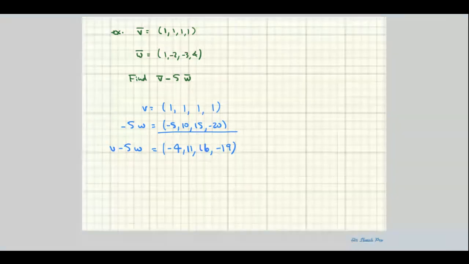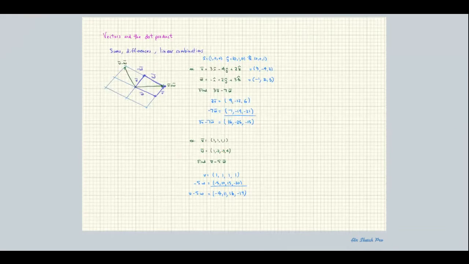Negative 4, 11, 6, and negative 19. So there we go, guys. We've done some arithmetic in 3D and 4D. And there is no extension on the i, j, k for four dimensions. They just kind of stop there. i for the x direction, j for the y direction, and k for the z direction. That's sums and differences and linear combinations of vectors in their coordinate form.